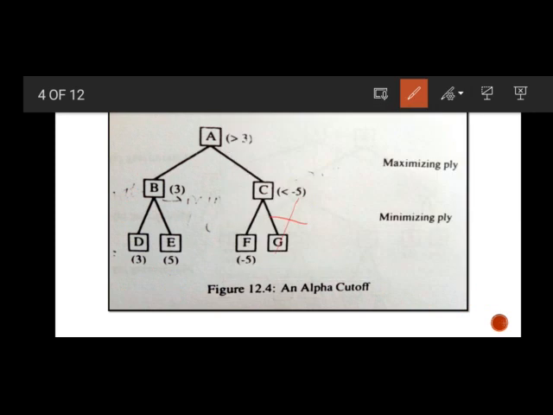This is the alpha beta pruning indicates. Here is the next example. Here also we are doing alpha beta cutoffs.